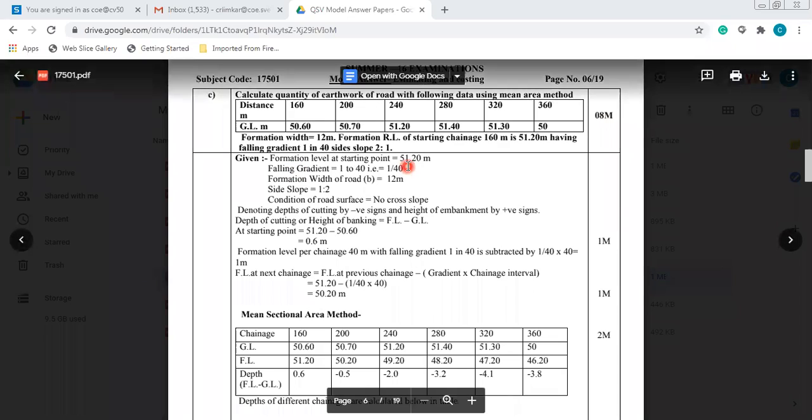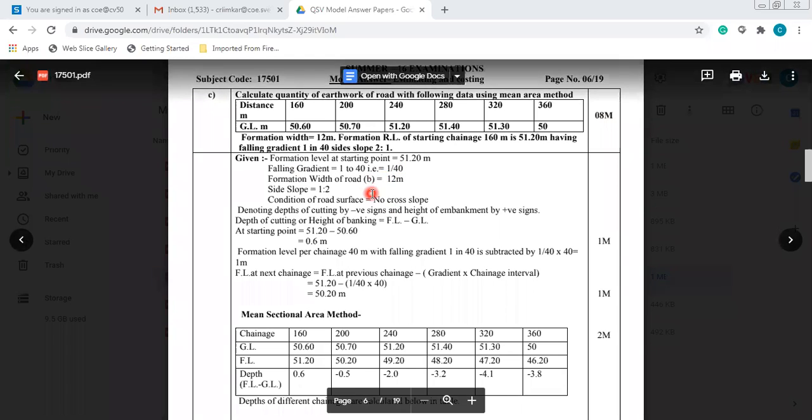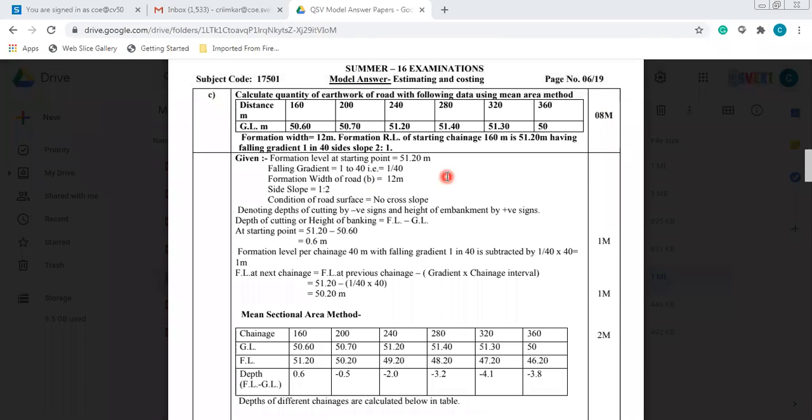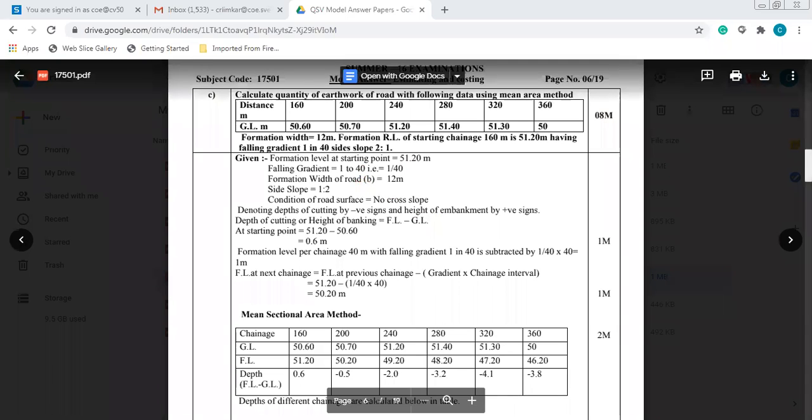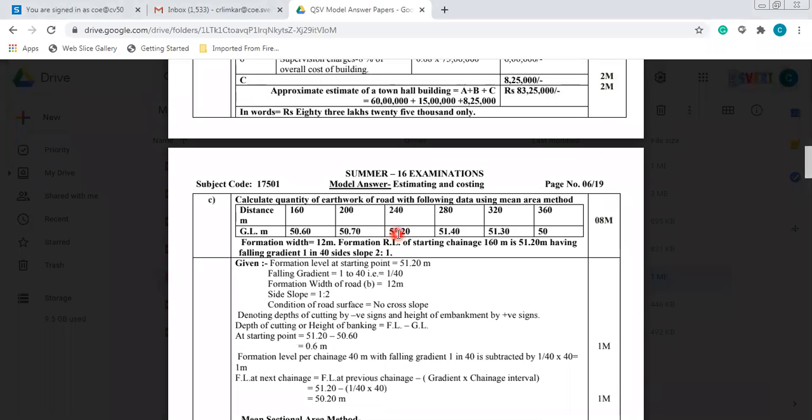Falling gradient is given as 1 in 40. Formation width is 12 meters. Slope is given as 1 is to 2. Okay. So by using this data, you have to solve this problem. I will give you just 2 or 3 minutes to solve this particular problem. Now everyone is having good practice. Now you can solve the problem and cross-check your answers with me.